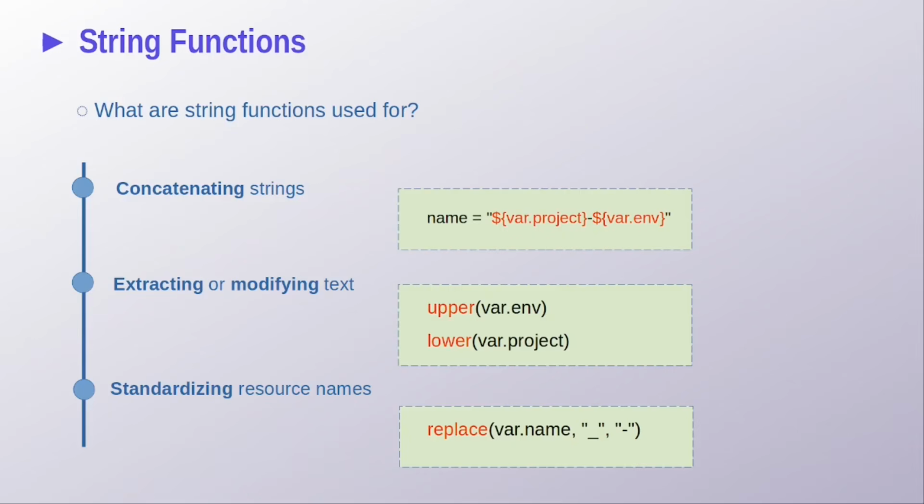String functions. What are string functions? String functions are used to work with text. In real projects, strings are everywhere. Resource names, environment names, tags, identifiers. Terraform provides functions to combine strings, change the case, replace characters.